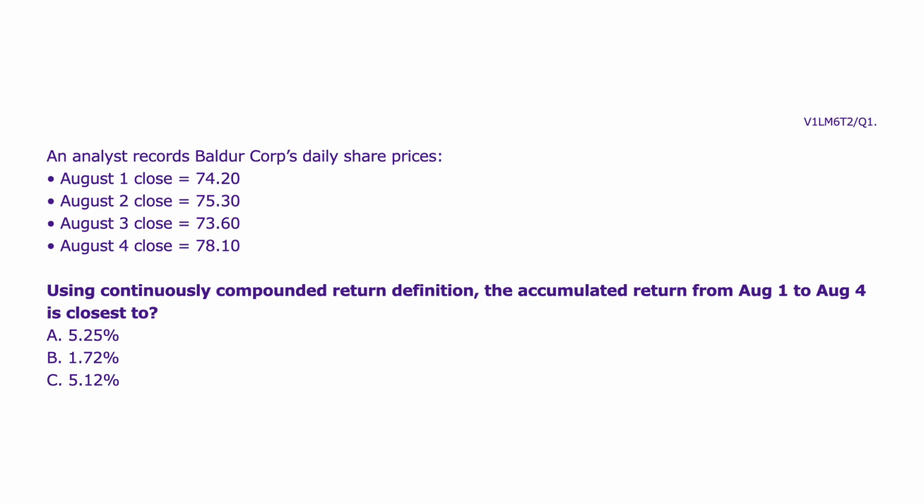August 1st close equals 74.20. August 2nd close equals 75.30. August 3rd close equals 73.60. August 4th close equals 78.10. Using the continuously compounded return definition, the accumulated return from August 1st to August 4th is closest to: A, 5.25%; B, 1.72%; C, 5.12%.